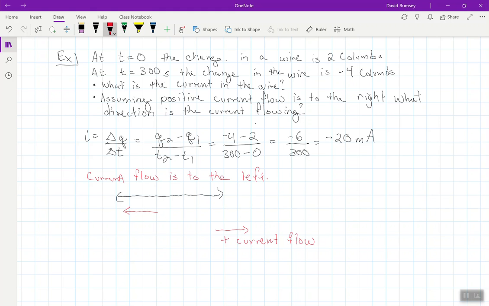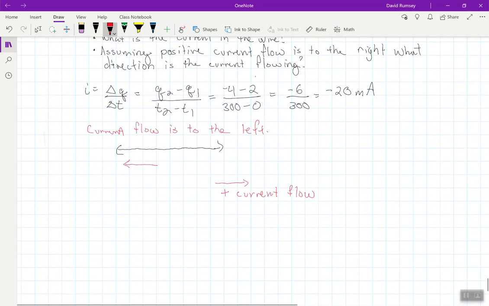And that's the thing that's nice about current, it's basically one direction's positive, the other direction's negative. So if positive current flows to the right, then negative current flows to the left. Since we got a negative number, we get that it's flowing to the left. Clearly, if I had gotten a positive number, it'd be flowing to the right.